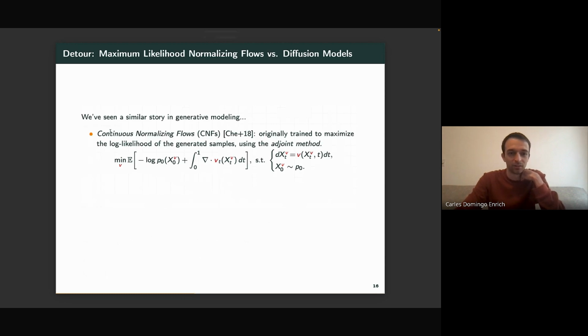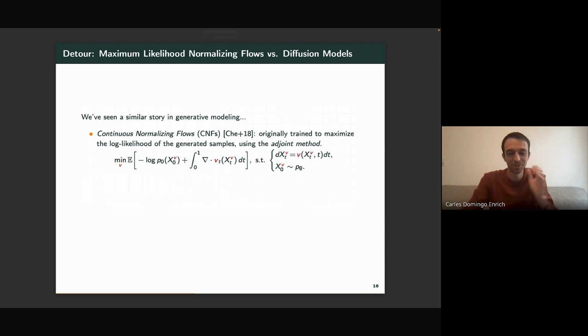I covered a bit the story about continuous normalizing flows earlier. There's one thing, which is that this should be a P1. So this is what I was saying earlier, right? When you do continuous normalizing flows, originally they were trained to maximize the log likelihood of generated samples. So what you do is you basically sample from.